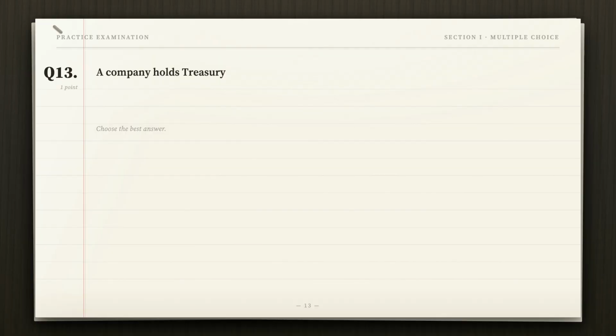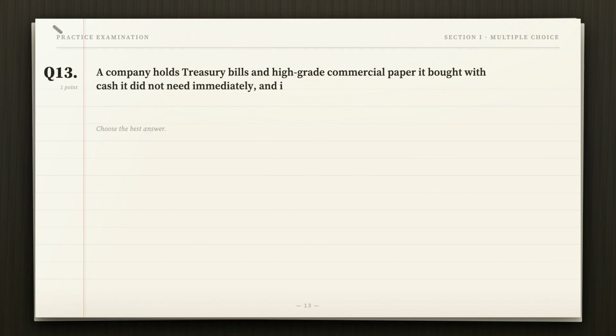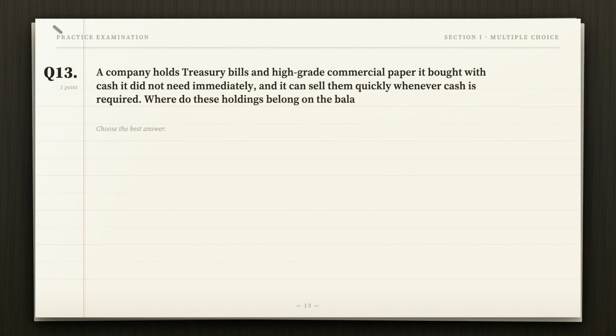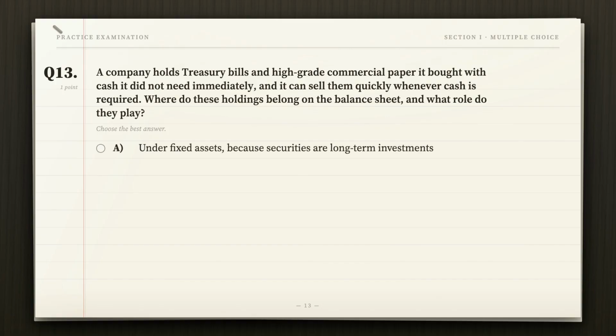Question 13. A company holds treasury bills and high-grade commercial paper it bought with cash it did not need immediately, and it can sell them quickly whenever cash is required. Where do these holdings belong on the balance sheet, and what role do they play? Your options are: A. Under fixed assets, because securities are long-term investments.